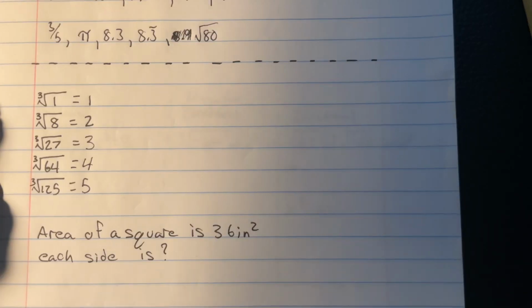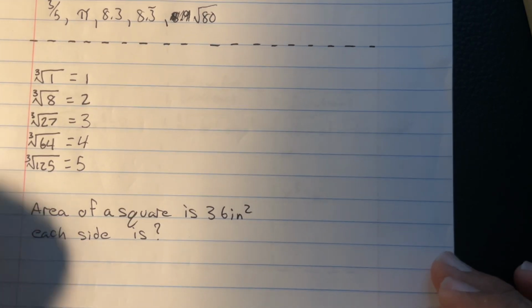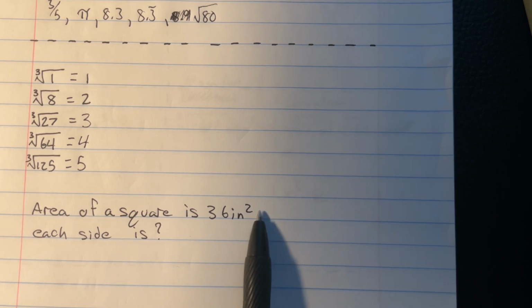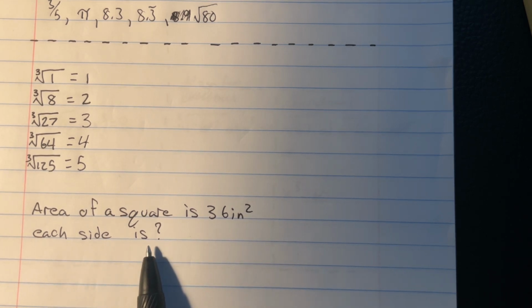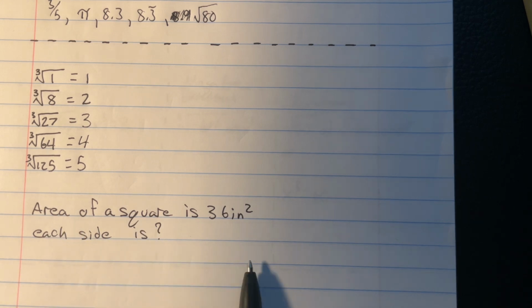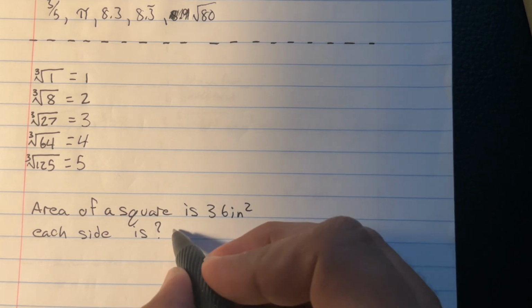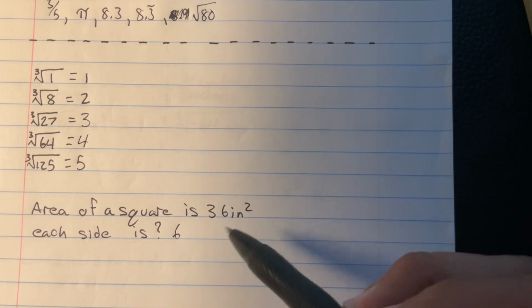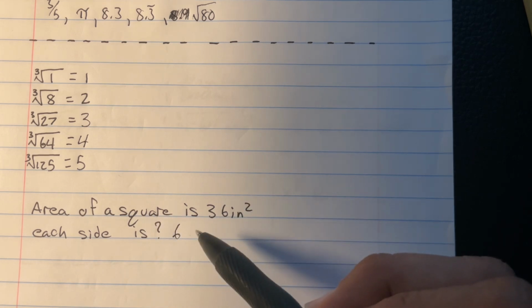Then, if this thing can fix itself, let me just see if I can put a little focus on there. There we go. So the area of a square is 36 inches squared. Each side is, so because it's a square and its area, you're looking for base times height. They have to be the same number. So for this one, each side has to be 6. So when you're doing area of a square, you're doing square root to find the result.